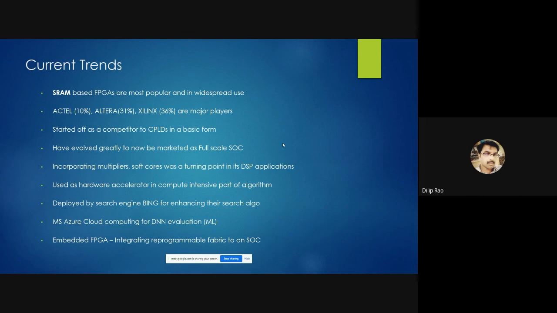The major players here, just to list, are Actel, Altera, and Xilinx. Between them, they command more than 80% of market share. Altera is now acquired by Intel, and Xilinx is now acquired by a competitor of Intel, which is AMD. Okay, and when FPGA started, I was just quoting before that the first commercially viable FPGA was out in the market in 1985.